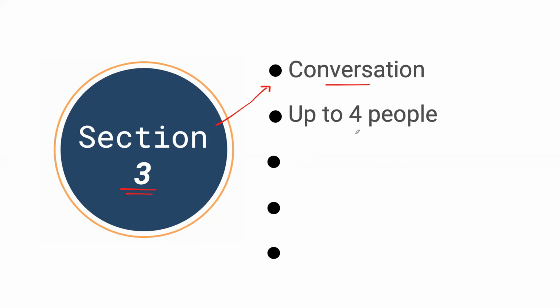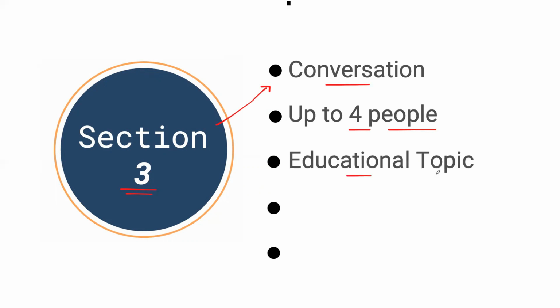And our section is section 3. And section 3 is a conversation. So not a monologue as you may see in sections 2 and 4, but it's a conversation. And section 3 is a little bit tricky because that conversation can have up to 4 people. So potentially you may be asked to listen to 4 people speaking on an educational topic. Common examples could be enrolling in university courses or talking about an assignment at university, or perhaps asking a career counselor for advice. All of the topics would be educational in nature.